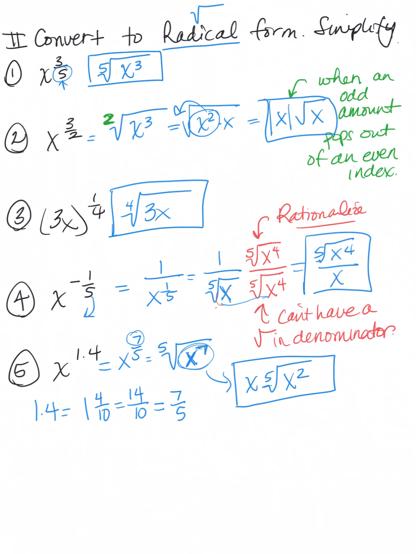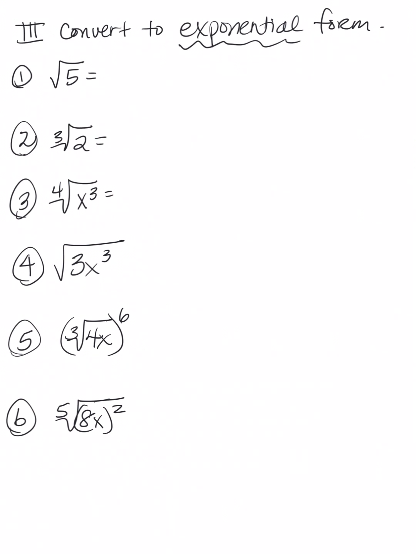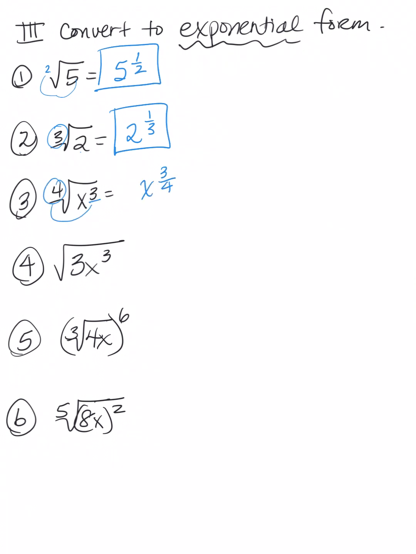Now let's look at this last type of question. You're going to convert to exponential form. So your answers are all going to have exponents in them. We're kind of going in the reverse direction. So let's rewrite each of these with a rational exponent. Remember that 2 right here comes out, so it's going to be 5 to the 1/2 power. That 2, this is the 1/3 power, so it's 2 to the 1/3 power. This right here goes underneath right here, so it'll be x to the 3/4 power.